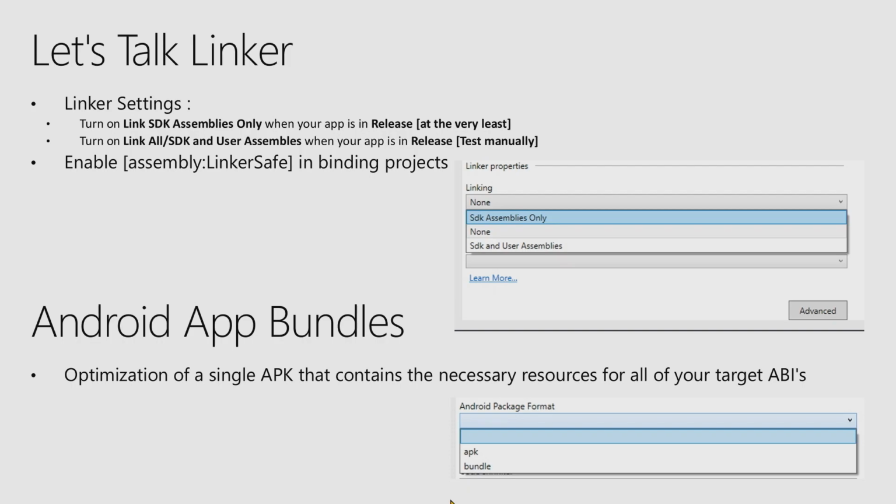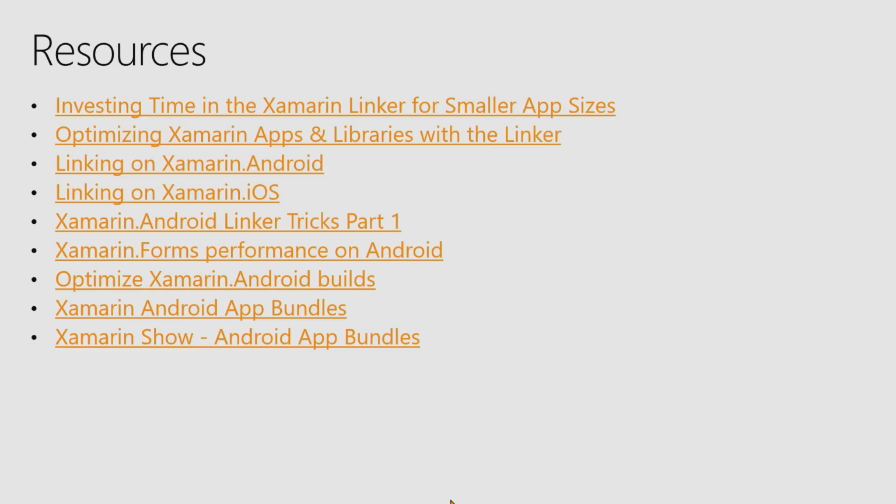And with the new awesome Android app bundles, go ahead, turn it on, check it out. It will again change your life, make your APKs much smaller, target specific ABIs, life-changing. Again, it will definitely help you out with your performance. Again, all the different resources, how to understand how to turn these things on, turn these things off. James has an awesome blog post on understanding linker, different linker settings, how to even enable linker in your Xamarin libraries. So go ahead, check them out, friends.